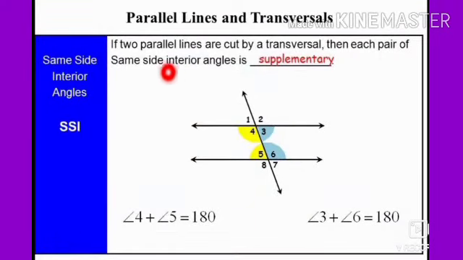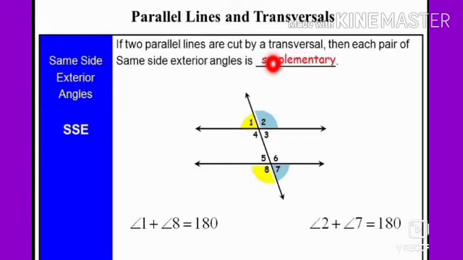And if two parallel lines are cut by a transversal, then each pair of same side interior angles is supplementary. That is, angle 4 plus angle 5 is equal to 180. Angle 3 and angle 6 is equal to 180. Here angle 4 and angle 5, angle 3 and angle 6 are interior angles.